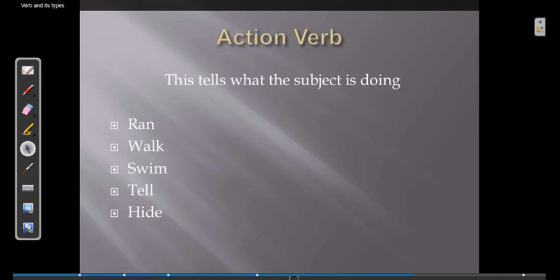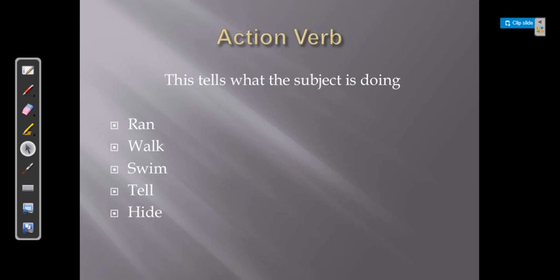An action verb tells what the subject is doing. He ran. He walked. He swims. He tells me a story. He hides something. These are verbs, action verbs.